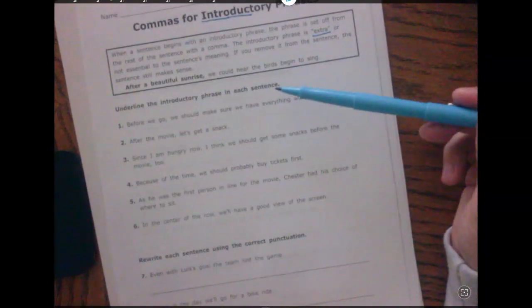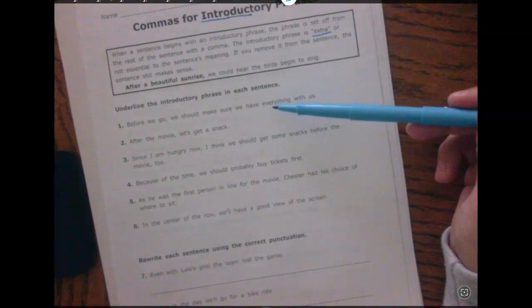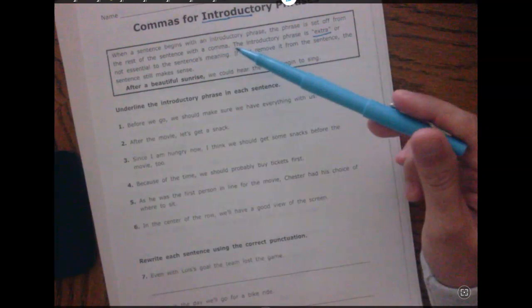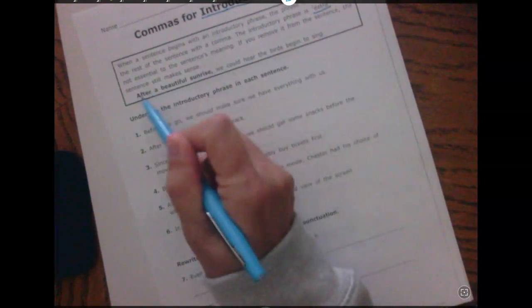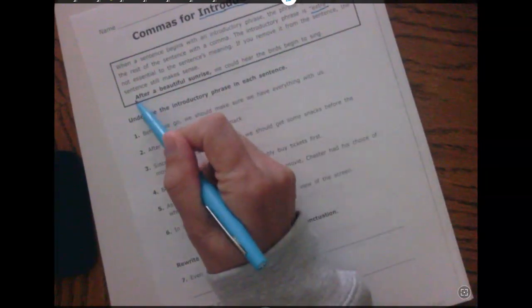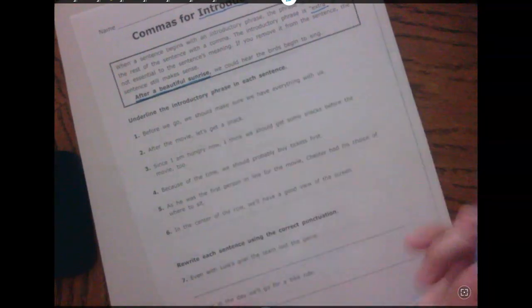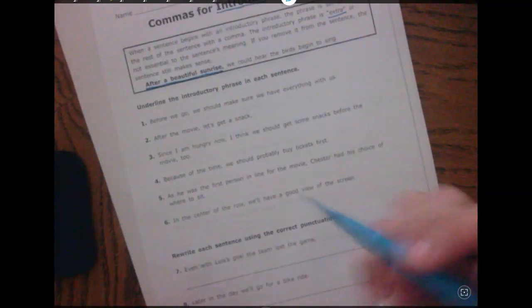Okay, so we're going to underline the introductory phrase in each sentence, and I'm only going to do one of these for you because this section is pretty easy. Once again, the phrase is set off from the rest of the sentence with a comma. So you're looking for that first introductory phrase. Up here in our example, after a beautiful sunrise, you'll notice it's bolded. That right there is the introductory phrase. So you're going to go through and underline the introductory phrase.